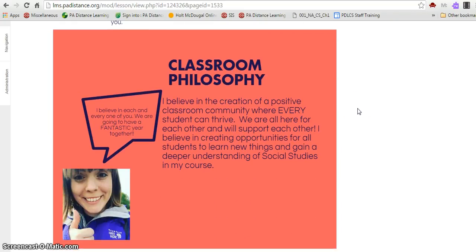My classroom philosophy. That means what I believe is important as a teacher, okay? So I believe in the creation of a positive classroom community. We are not just a teacher and her students. We are the 7th grade community where every student can thrive. I want you guys to know that we are all here for each other, and I will support each and every one of you to the best of my abilities. And you guys can support each other too. That's the cool part. We're all in this together.